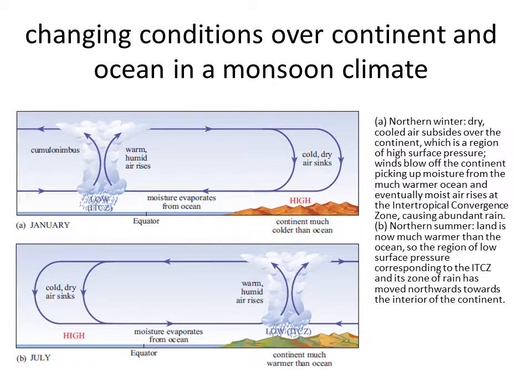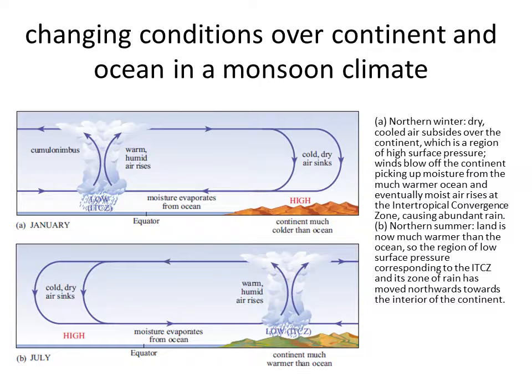Northern winter. Dry cooled air subsides over the continent, which is a region of high surface pressure. Wind blows off the continent, picking up moisture from the much warmer ocean, and eventually moist air rises at the intertropical convergence zone, causing abundant rain.